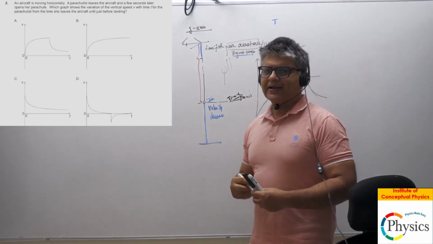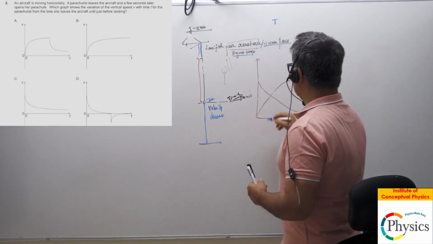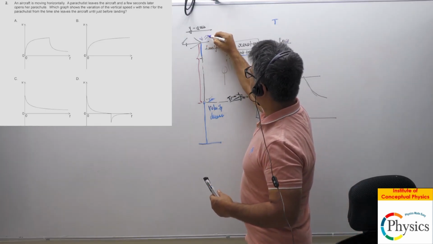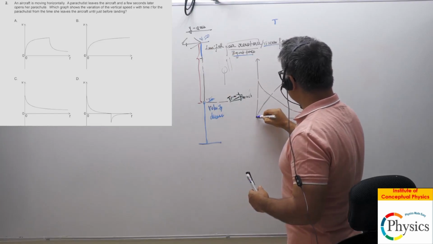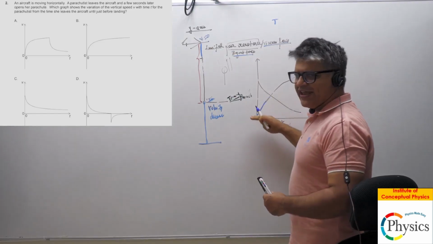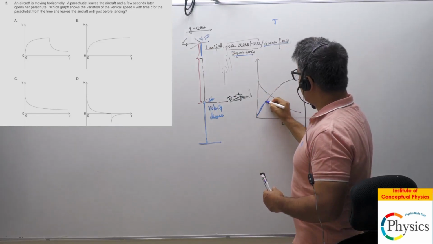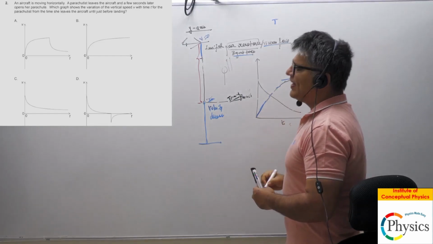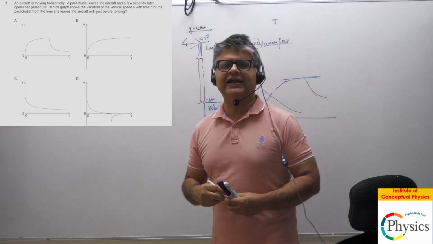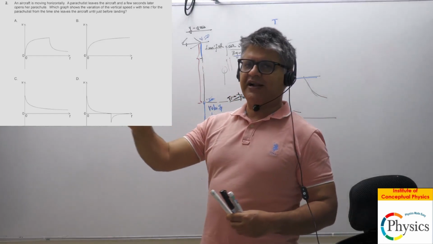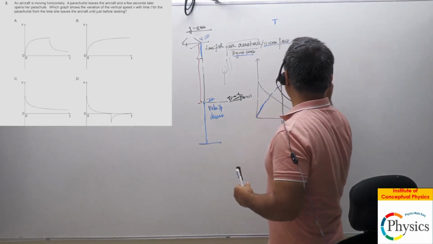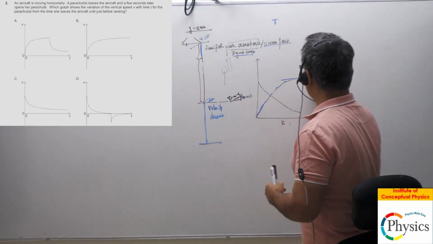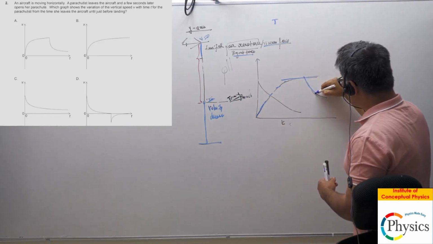If you now want to analyze the graph, initially when you jumped, your velocity was 0. The velocity kept on increasing and therefore you see a variable acceleration. The slope of the graph is decreasing, and finally becomes parallel because you've attained your terminal velocity, right? So terminal velocity, and then you have an opening of the parachute where your velocity decreases.